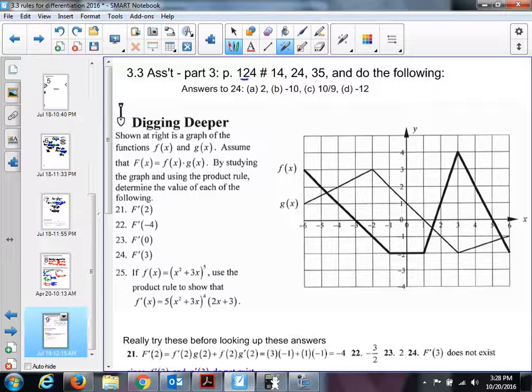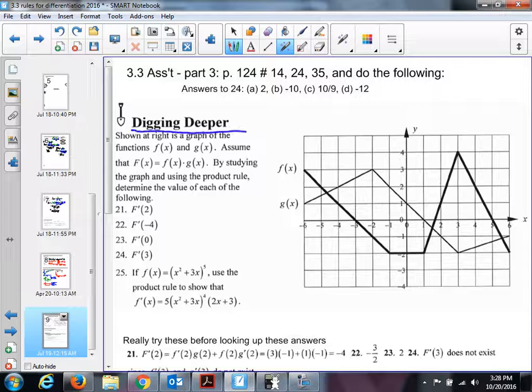So you're going to try on page 124, 14, 24, and 35, and then try these. Now, because those are evens, the 24 and stuff like that, I gave you the answers right there. For 14 and stuff, take a look at the textbook that's just in front of the desk there if you need the answers. Now look at this though, the digging deeper here.